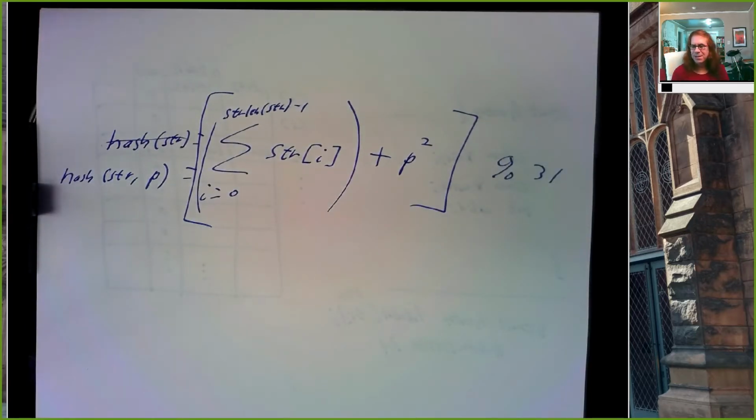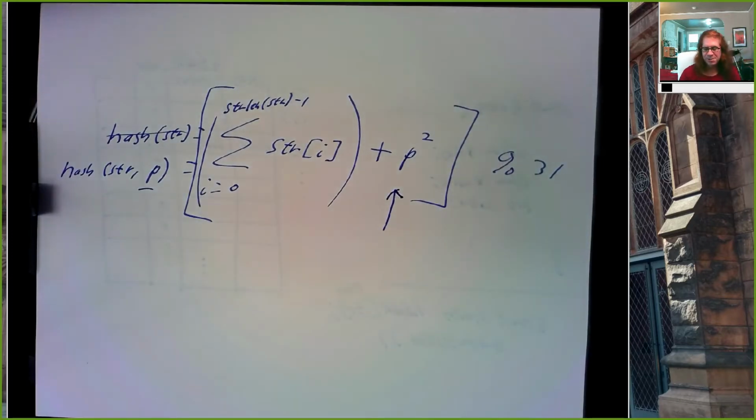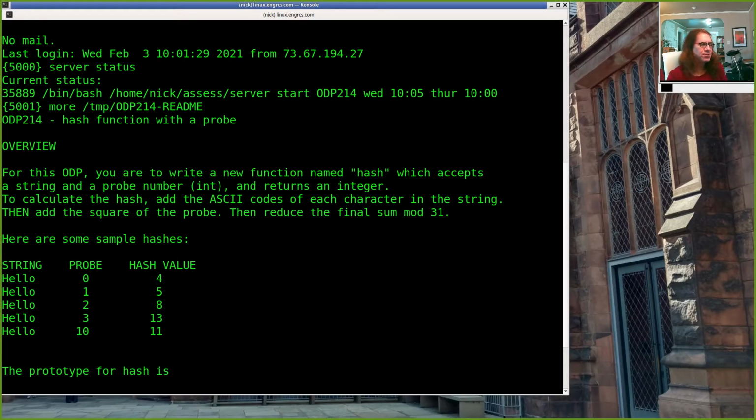Alright, so hash function for 214, exactly the same as 213, except before you reduce mod 31, add the square of this second argument, which is an integer, the probe number. And the effect of this is pretty straightforward. With a probe of 1, your hash value changes by 1. So it goes from a 4 to a 5.